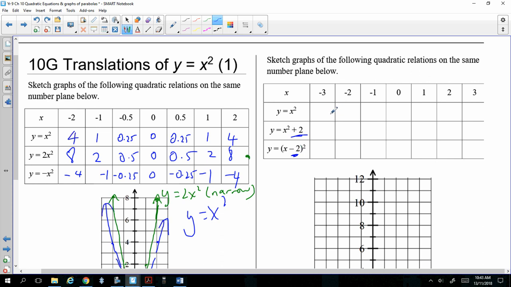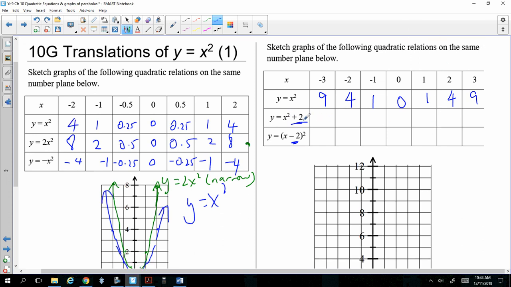So what you do is you square that, which is 9, 4, 1, 0, and 1, 4, 9. Okay, so you square these numbers. Alright, continuing on. So how about x squared plus 2? X squared plus 2 means you add 2 to the graph. So you add 2 to the 9, and you get 11. Add 2 to the 4, which is 6. Add 2 to the 1, you get 3. Does that make sense? Pretty easy.